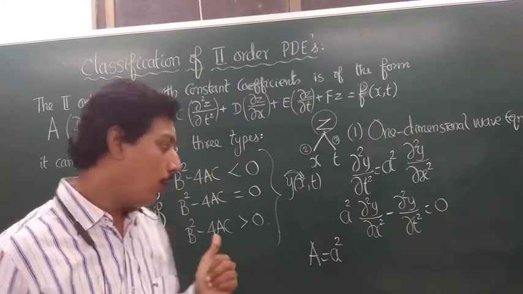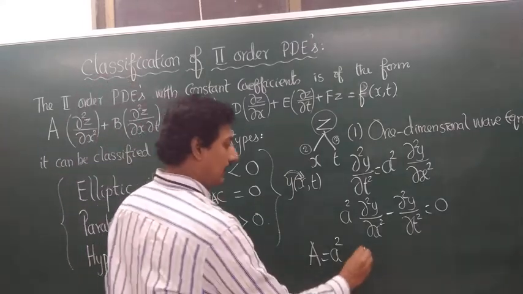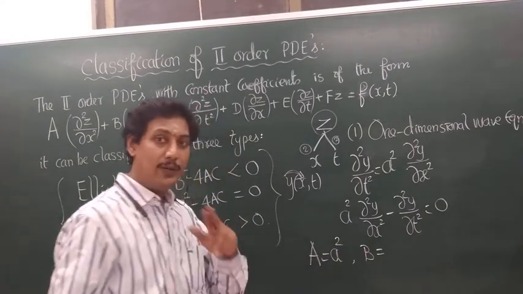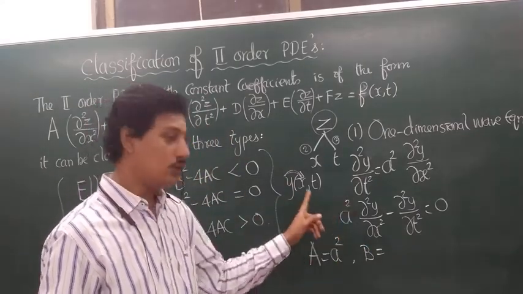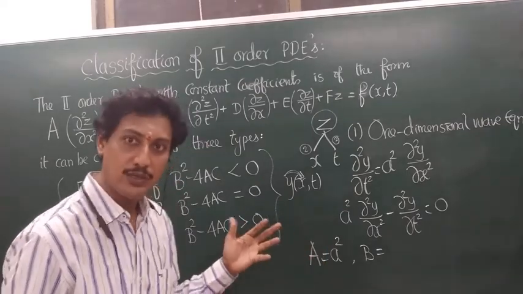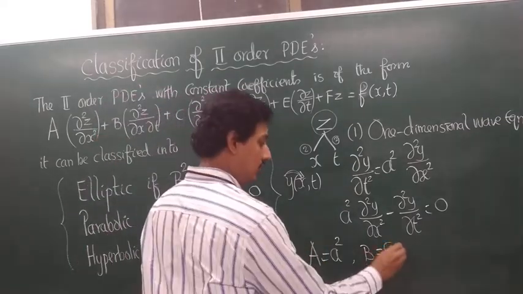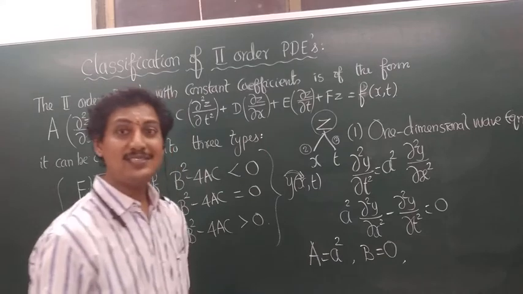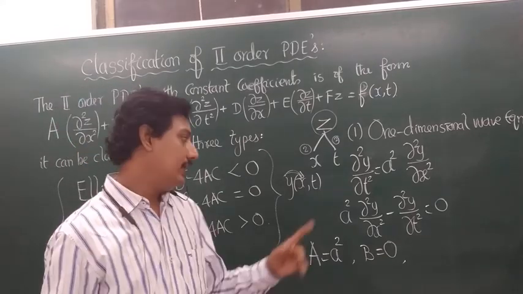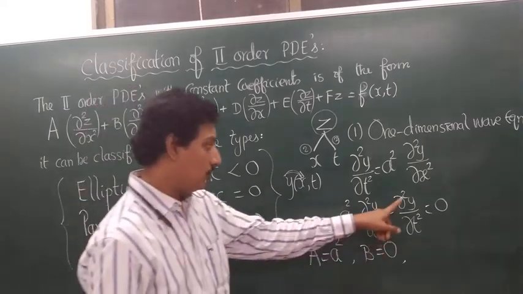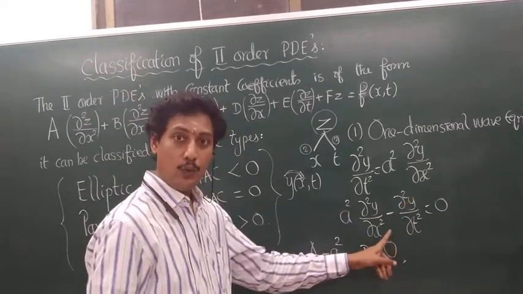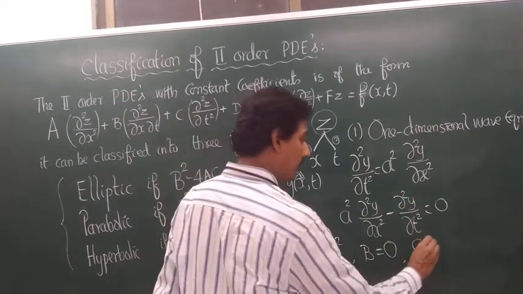Got it? What about B? B is first variable 1 time, second variable 1 time, that is dou squared y by dou x dou t, but there is no such term present in this equation, so 0. What is C? C is the derivative of y with respect to t, the second variable 2 times, that is dou squared y by dou t squared. What about the coefficient? It is minus 1.